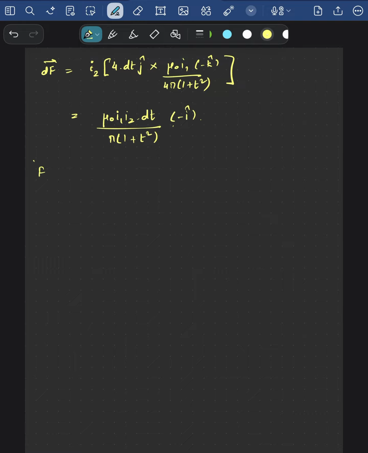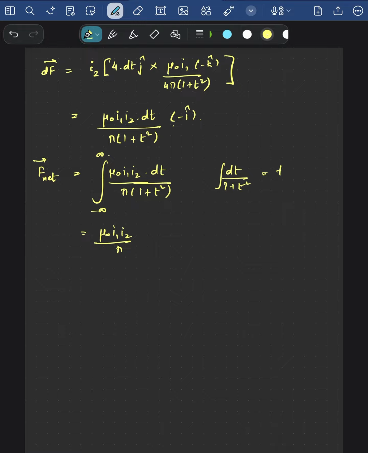So what will be your net force? Your net force will become equal to the integral of mu naught I1 I2 into dt divided by pi of 1 plus t squared, from minus infinity to plus infinity. Your t value varies from minus infinity to plus infinity if you're writing it according to the parametric form. So this becomes mu naught I1 I2 by pi times the integral of dt by 1 plus t squared, which is nothing but tan inverse of t, with the limits of t varying from minus infinity to plus infinity.